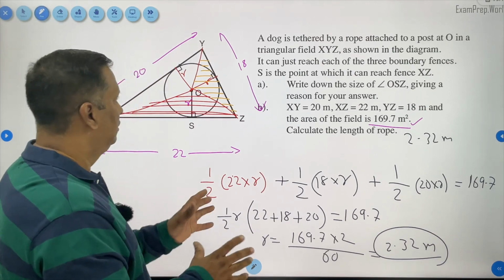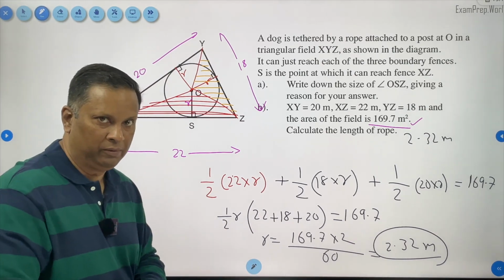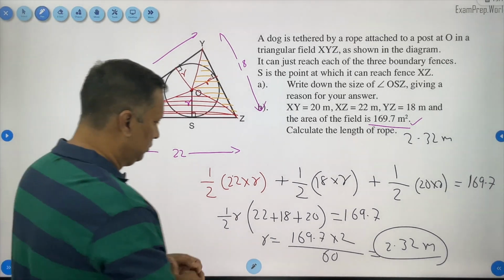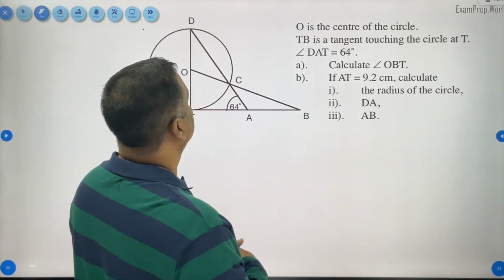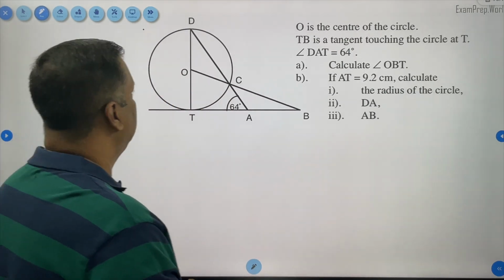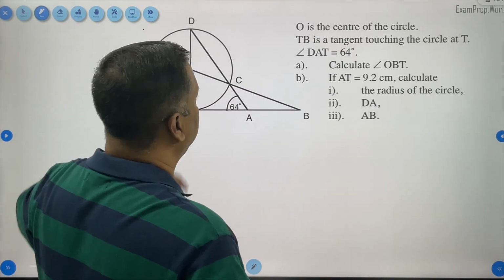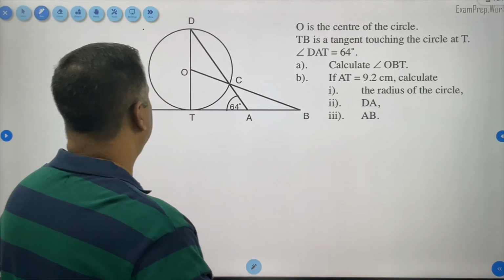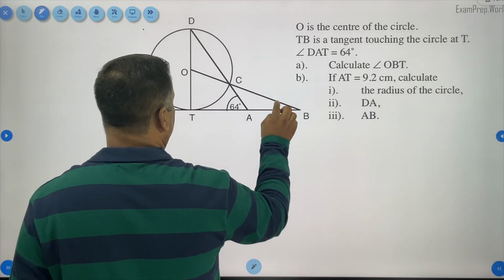So pause and do it yourself. Done? So we will move to the next question. Here, O is the center of the circle, TB is a tangent touching the circle. Okay, I agreed. Calculate OBT. Our task is to find this angle.